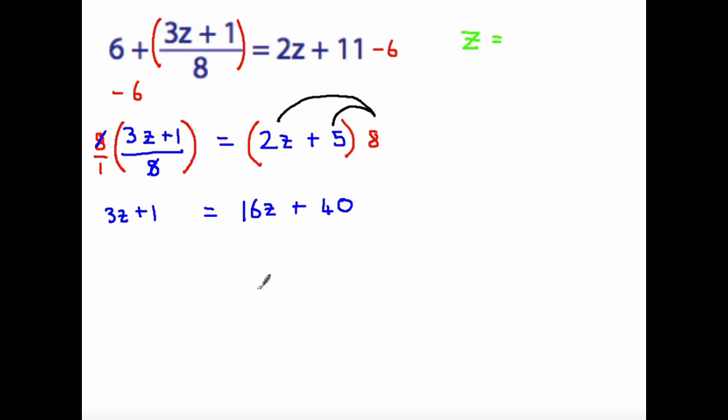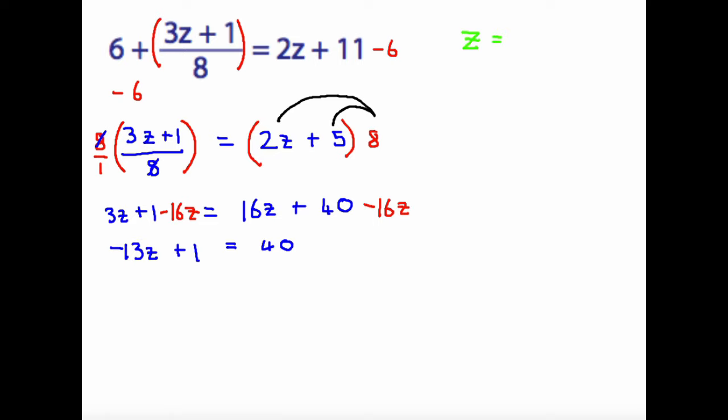Okay, now we are in the situation where we were in the previous examples. What we need to do is get the 16z to go away. We don't want that there. So what we need to do is subtract 16z from each side. Let's subtract 16z there and subtract 16z there. Okay, so what will happen now is we have 3z subtract 16z, which is negative 13z. I still have a 1, so I add 1. And 16z minus 16z is 0, and I'm left with 40.